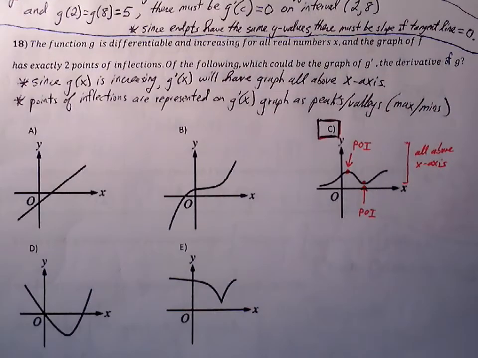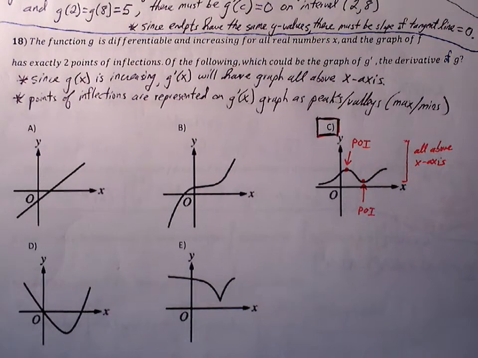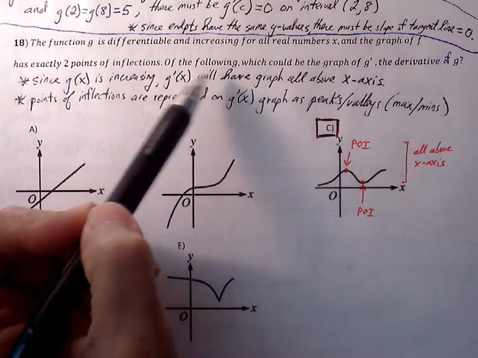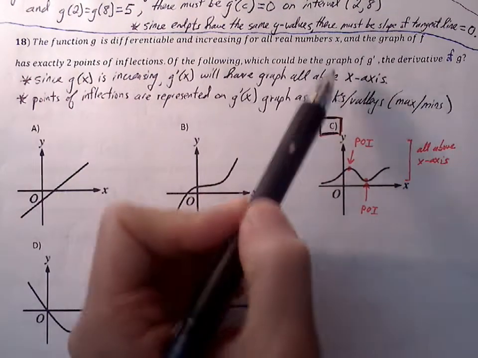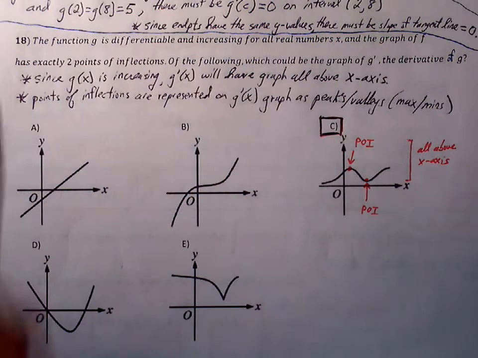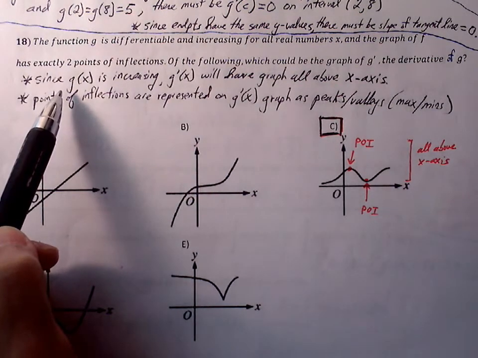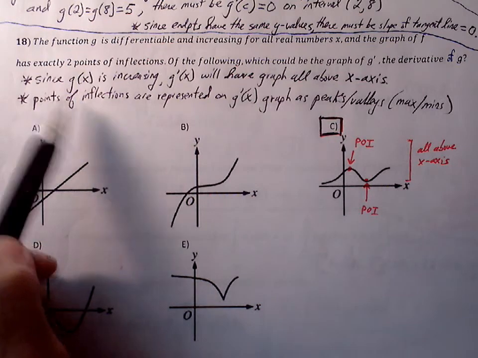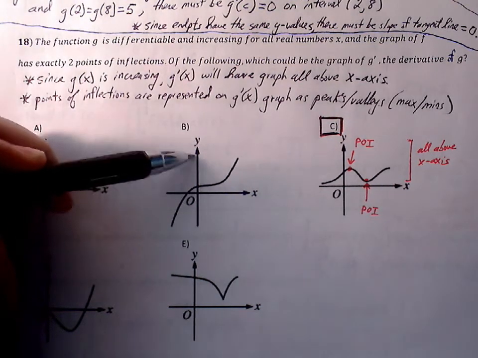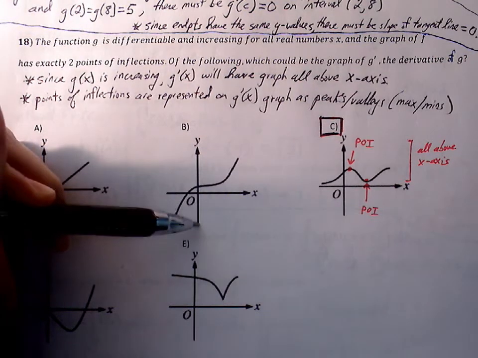Okay, number 18. Function g is differentiable and increasing for all real numbers. There are exactly 2 points of inflection. Which of the following could be the graph of g prime, the derivative of g? So if we're looking at the derivative graph, we know that our y-axis represents slope. Anything above is positive slope. Anything below is negative slope.